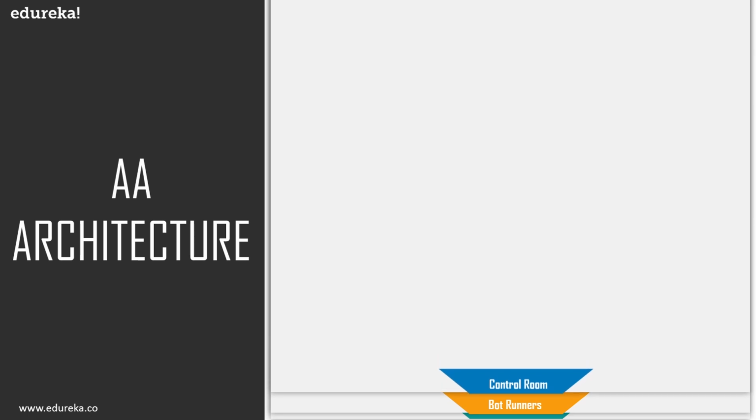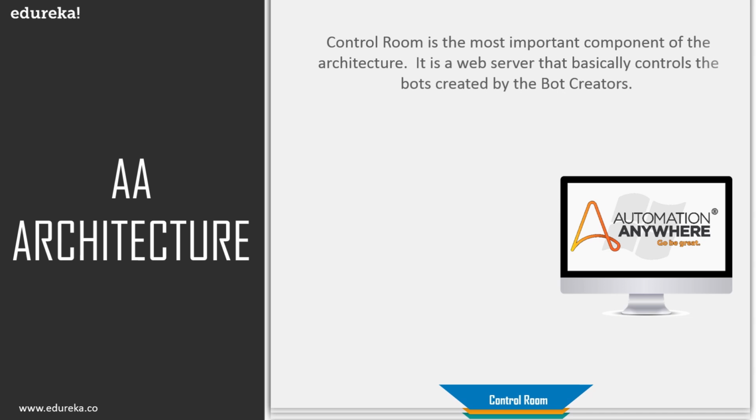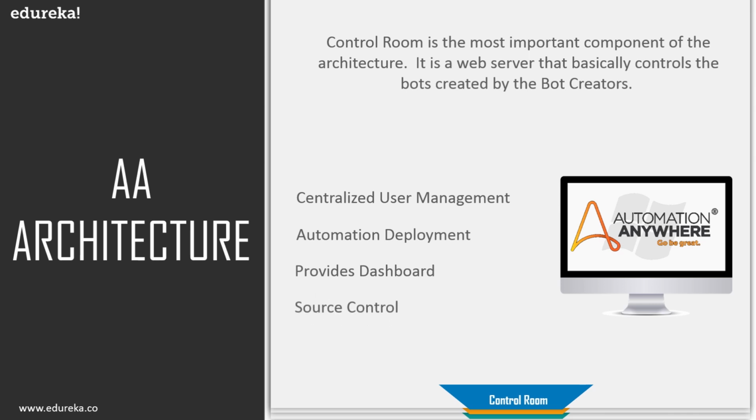Now, finally coming to Control Room, if you ask me what is Control Room, then Control Room is the most important component of this particular architecture, that is Automation Anywhere's architecture. It's basically a web server that controls the bots created by the bot creators and also handles the automation executed by the bot runners. So the Control Room basically ensures centralized management by offering features such as centralized user management, automation deployment, source control, and so on. If I have to give you a summary of Control Room, then Control Room is basically the brain of Automation Anywhere. It offers centralized user management.